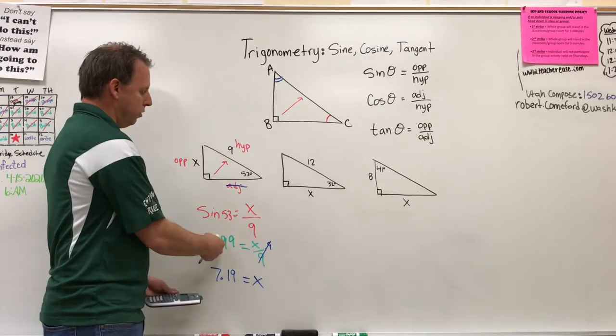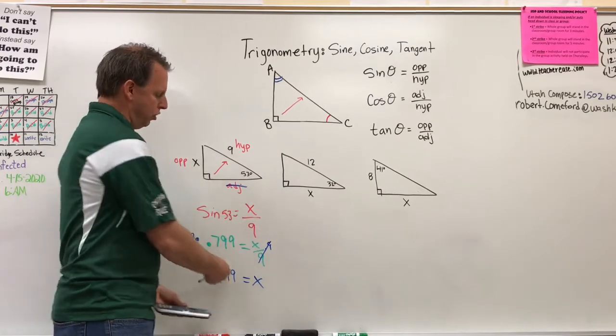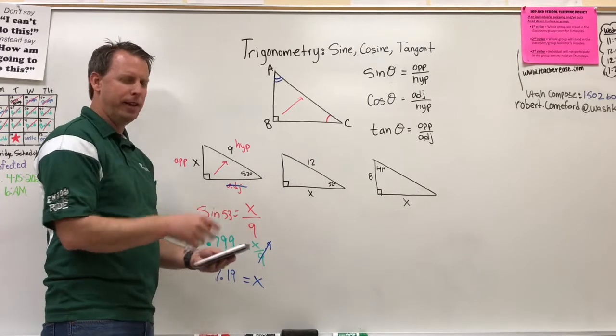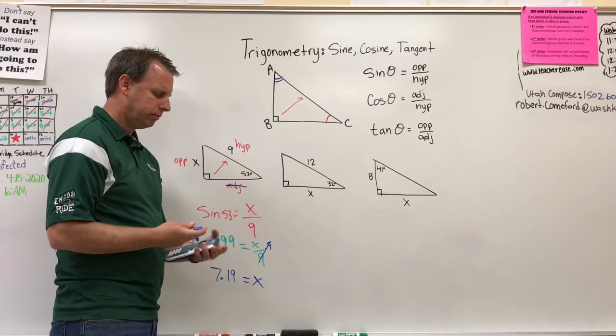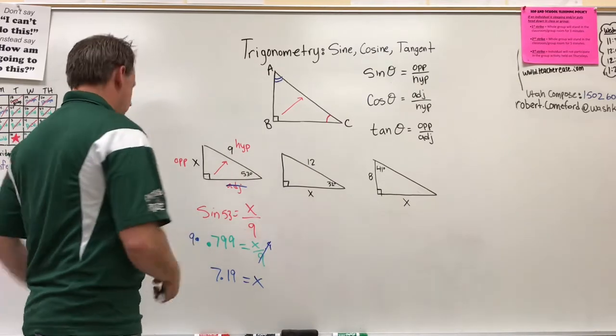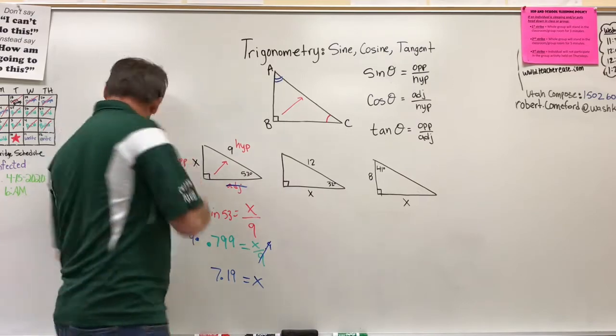Now, depending on whether you multiply by 7.799 or my long decimal, your decimal may be off a little bit depending on how you round, but that's how we solve. It's pretty easy, right? Let's try another one.